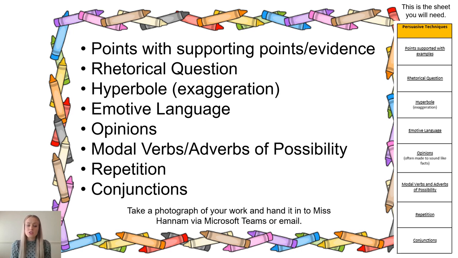Emotive language. So this is just putting emotion into what they're saying. So for example, purple crayon saying, I'm going to completely lose it. And it shows that he's really mad and frustrated. Opinions. We have done a whole class lesson on opinions and facts, so you should be experts at opinions now. So for example, red crayon saying he needs a break.